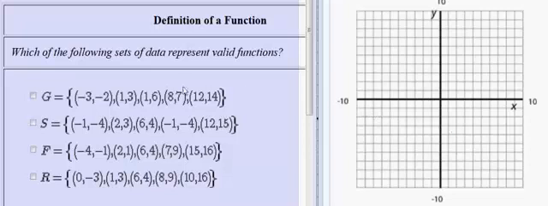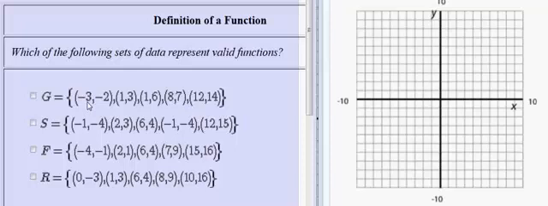In this problem, we're given 4 sets of data and we're asked which of the following sets of data represent valid functions. The definition of a function is that every input has exactly one output, meaning it can't have more than one. Let's look at this relation g. Is relation g a function?